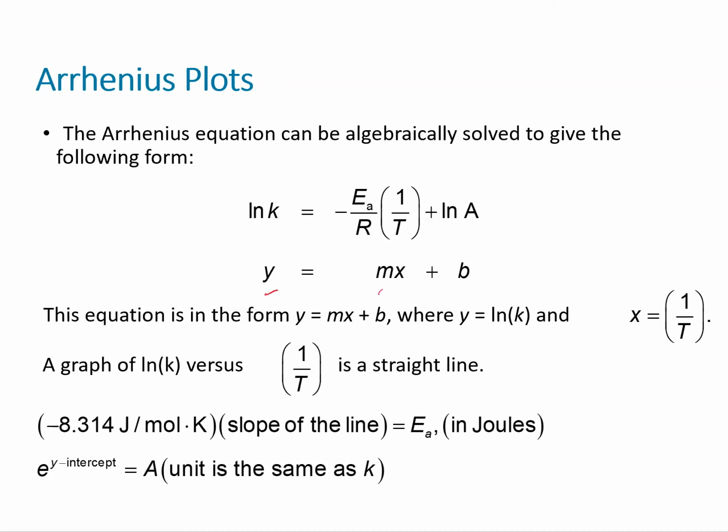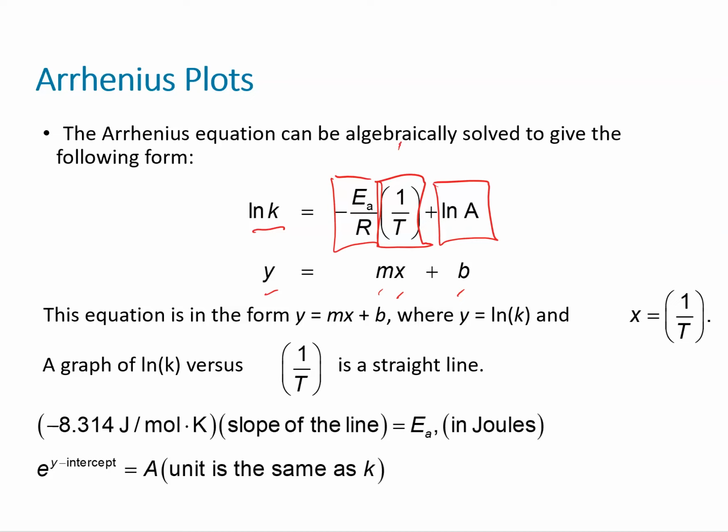So y equals mx plus b, natural log of k, in this case. M is our negative energy of activation over the gas constant, R. X is 1 over T in Kelvin. B is natural log of A. So a graph or plot of the natural log of k, which is y, versus 1 over T should give you a straight line.